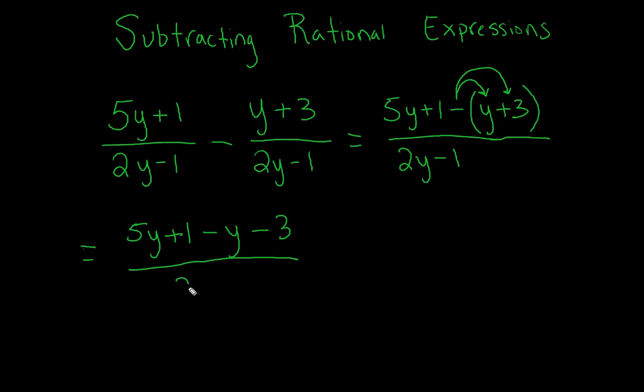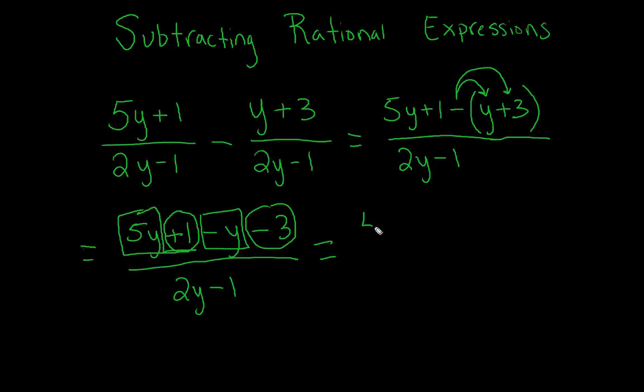And of course, our denominator stays the same, 2y minus 1. From here, we just combine like terms. You can see we can combine our y's, and we can combine our constants. So when we have 5y minus y, that gives us 4y. And we have a positive 1 minus 3, which gives us negative 2 on the top. Our denominator doesn't change, it stays the same, giving us 4y minus 2 over 2y minus 1.